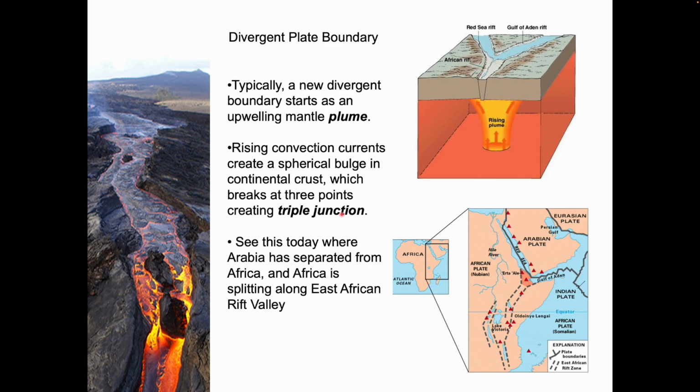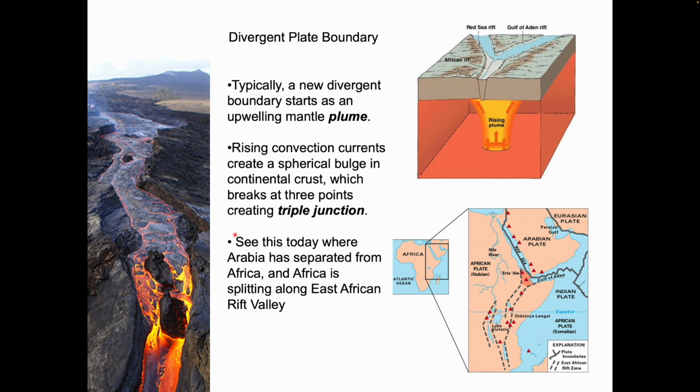Divergent plate boundaries are complex systems. There's really only one in the world that is active and can be easily studied, easily understood, and that is the Eastern African Rift Zone. Oftentimes, a new divergent boundary will begin as an upwelling mantle plume, where you have rising mantle material causing the crust to break apart, oftentimes in sort of three legs, three branches.